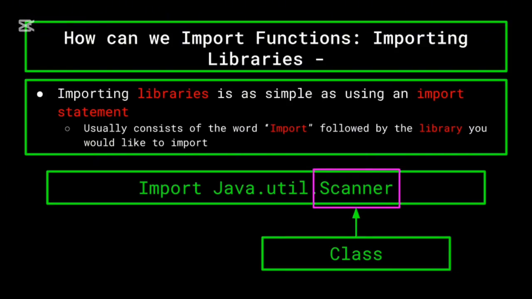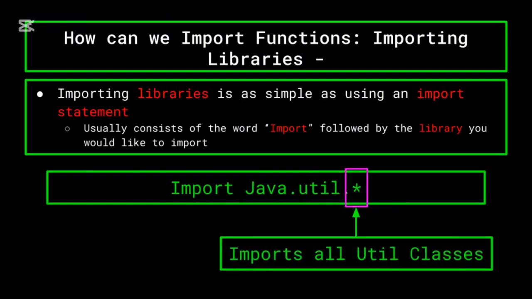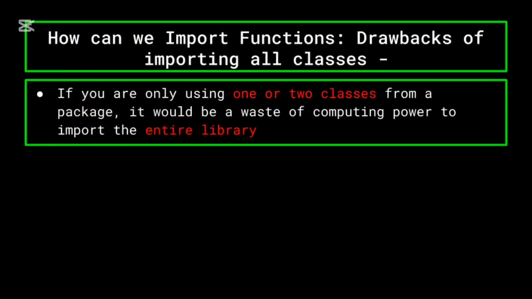A package is simply a smaller set of functions and methods to help differentiate between the thousands of methods contained in a library, and a class is even more specialized than that. Now, if you don't know what specific classes you're going to want to pull methods from, you can use a star to import all classes within the package you'd like. However, it can be beneficial to be more specific and only import the classes you would like, as it helps with the efficiency of the program in the long run.